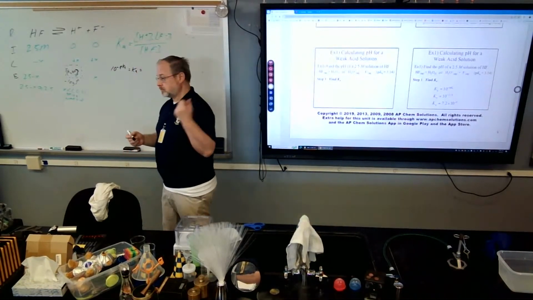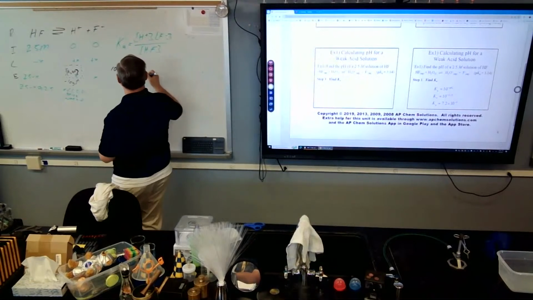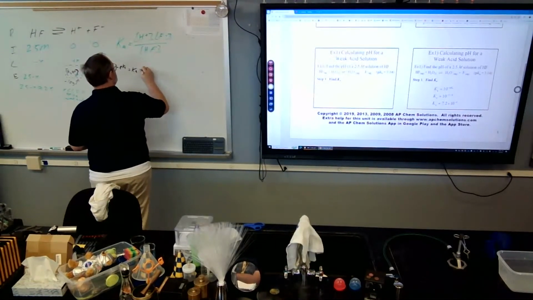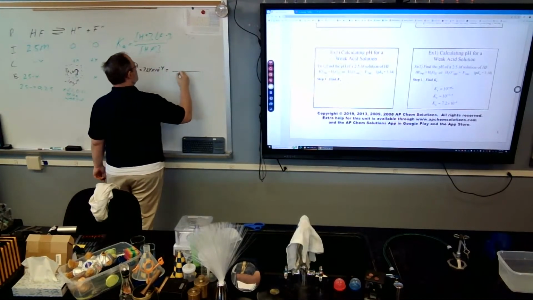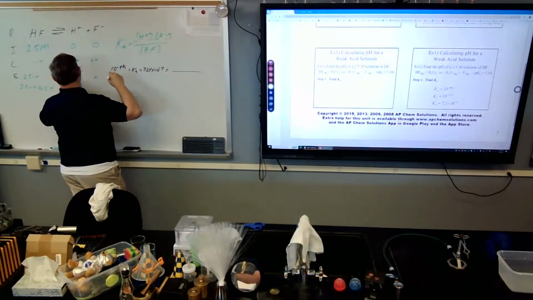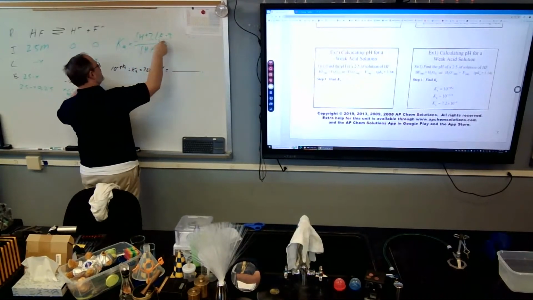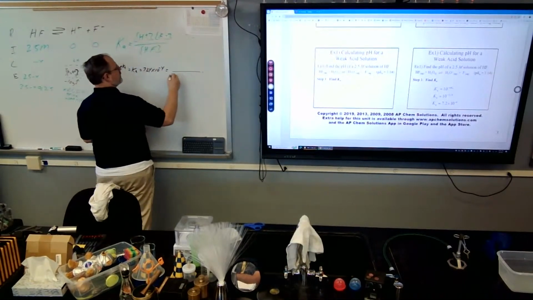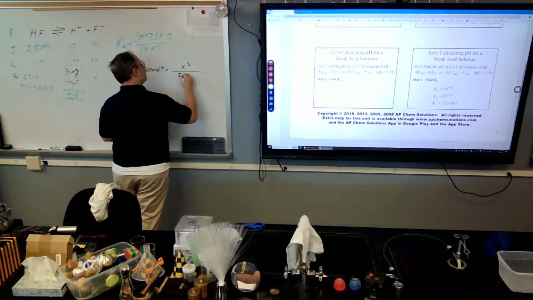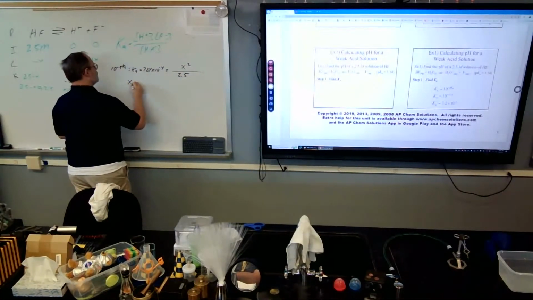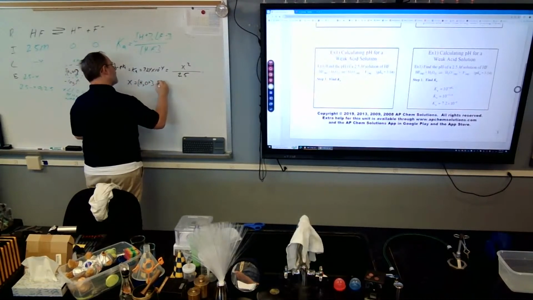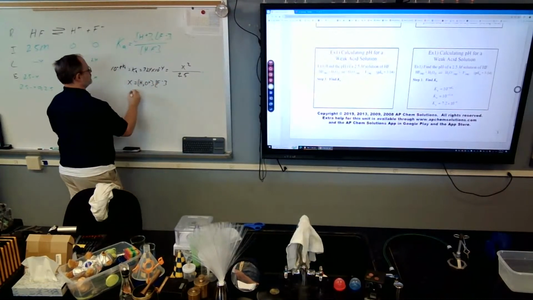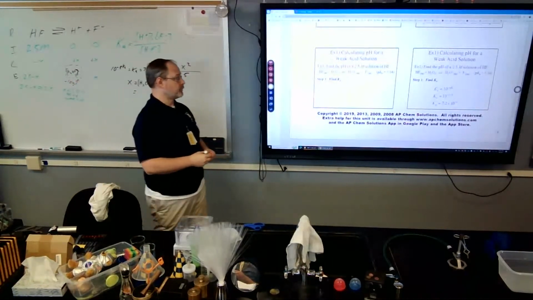What do we get? We get our 10 to the whatever. Yeah, 4 times 10 to the negative 4. That equals all this stuff. So x for H plus is going to be x, F minus is going to be x, 2.5 is going to be HF, so this is x squared over 2.5. And now we can solve for x, which is both the H plus concentration and the F minus concentration. You figure out what that is, please.